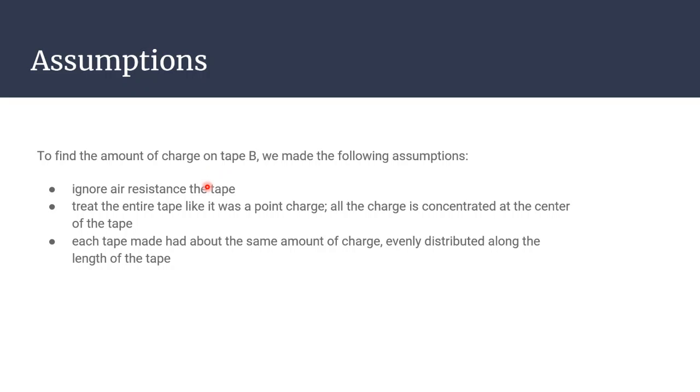A few assumptions we made to find the amount of charge on tape B were that we ignored air resistance, we treated the tape like it was a point charge with all the charge concentrated at the center of the tape, and we assumed that each tape had about the same amount of charge evenly distributed along the length of the tape, because we made both tapes in the same way.